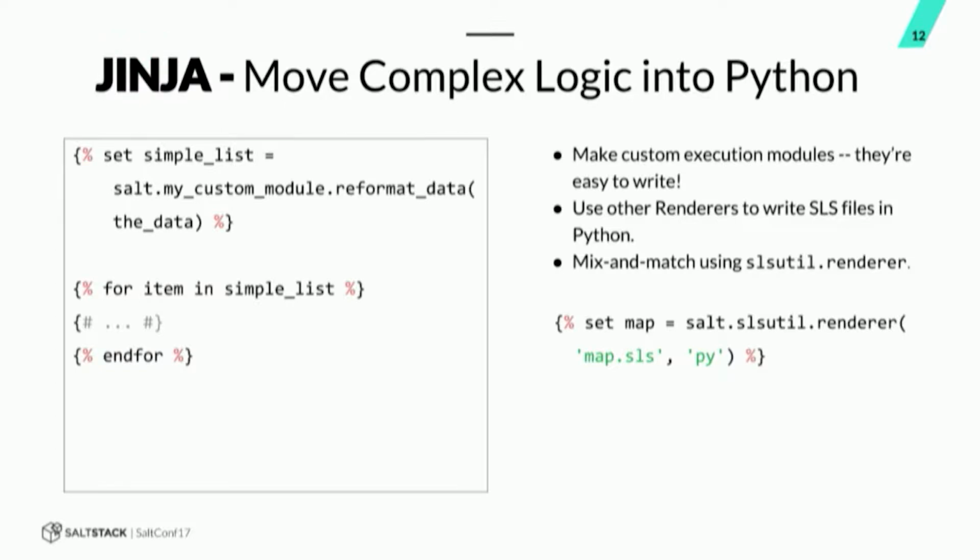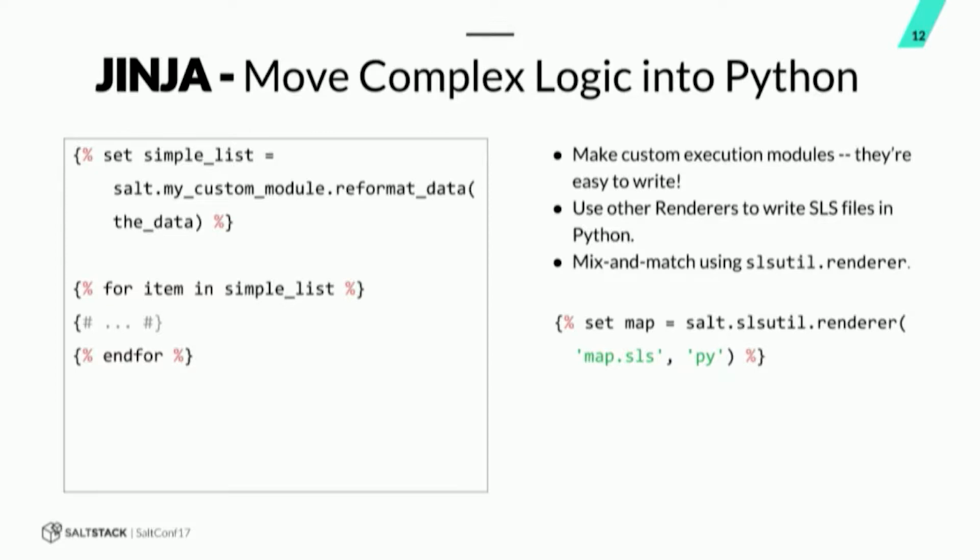All right, move complex logic into Python, right? It's a lot easier to write Python than it is to write Jinja. And Jinja is a logic-light templating language by design. It does not have a lot of constructs you would need to, say, put together a set of unique values, for example. They avoided that on purpose. So honor that decision and move things into Python. And there's a lot of good ways to do that in Salt.